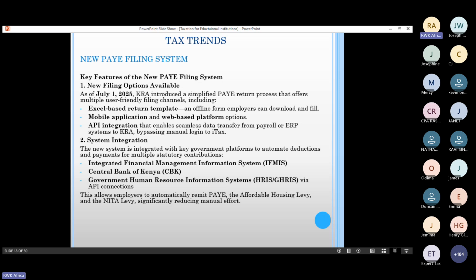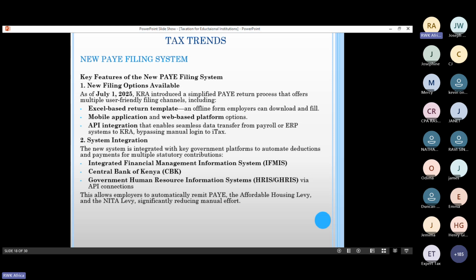So under the new filing options available, we have different filing options. As at July 1st, 2025, KRA introduced a simplified pay return process that offers multiple user-friendly filing channels, including, so these are the different channels to file. We have the Excel-based return template. So this is what we're getting from the iTax portal, and it's different from the previous one that we were using. We have the mobile application and web-based platform options, API integration that will enable integration.